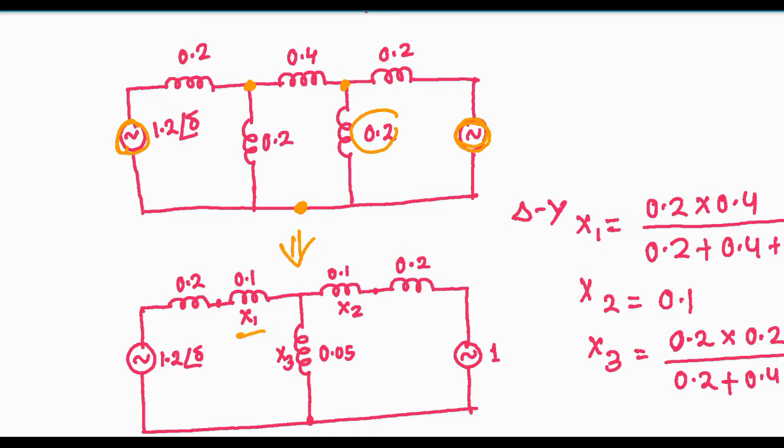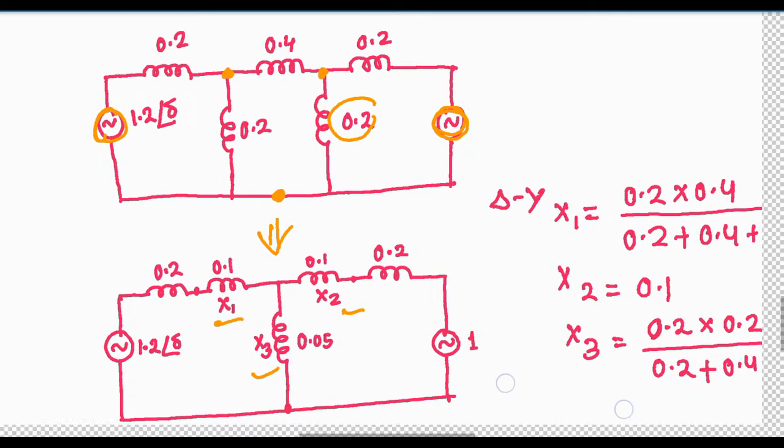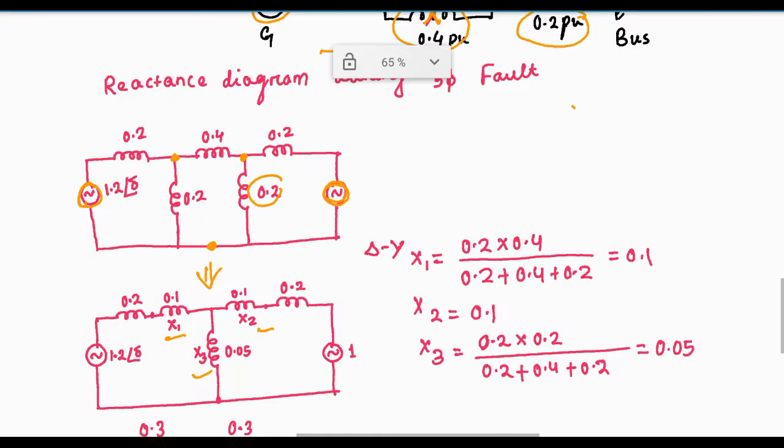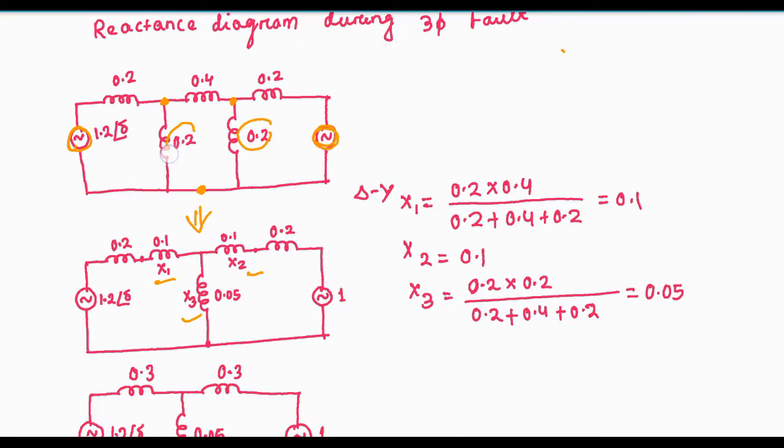Suppose these are x1, x2 and x3, by delta to star conversion. x1 will be 0.2 into 0.4, divided by 0.2 plus 0.4 plus 0.4, which is equal to 0.1. Similarly, x2 will also have a similar value. And next, how will x3 be calculated? 0.2 into this one, divided by the whole sum. So this will be 0.05.